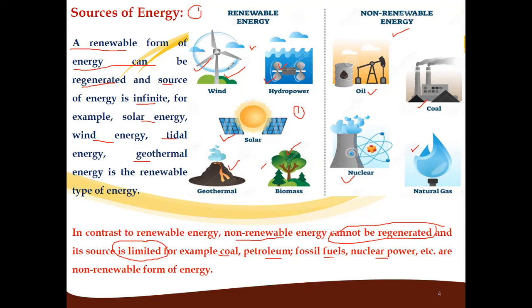Now we have another type of renewable source of energy, that is biomass energy. Biomass energy is the oldest source of energy used by human beings. It is organic matter composed of the tissue of plants and animals. It can be burnt for heating, cooking, and even for generating electricity.